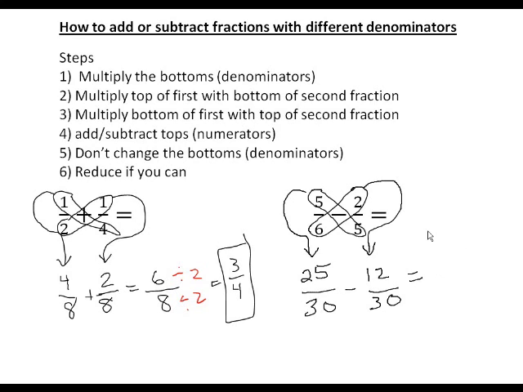Step 4, add or subtract the tops. We're doing subtraction since the bottoms are the same. 25 minus 12 equals 13. Step 5, don't touch my bottom. The bottom's 30. It's going to stay as a 30. And the last step, reduce if you can. I cannot reduce this fraction, so I leave it alone. I've got 2 more examples to go over.